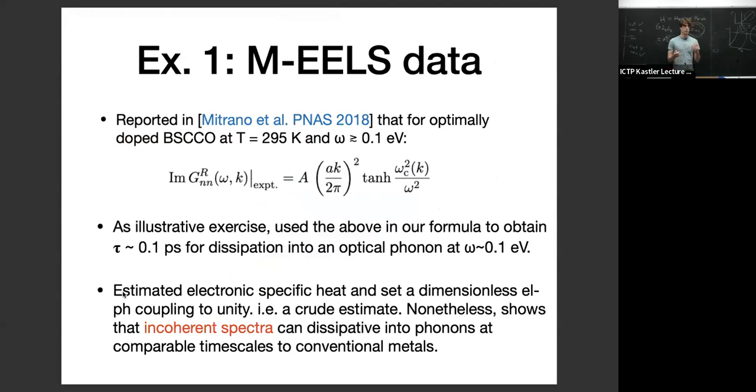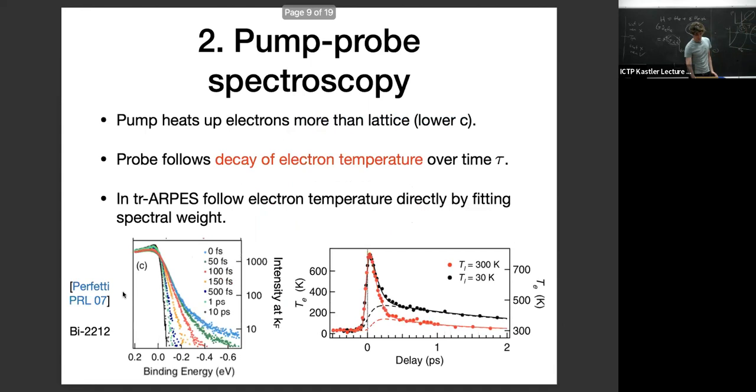These two examples I'm showing you are just illustrative. I'm not going to do a detailed calculation. It's just to get some sense of what happens. For example, we can take this form as experimentally reported. Big A is known, omega_c is known. These are for frequencies above 0.1 eV, so quite high frequencies. But just for illustrative purposes, we can couple this to an optical phonon at 0.1 eV, and let's assume the electron-phonon coupling is order one, just as an estimate. You plug these numbers into the formula, and you get one picosecond for this time scale. It's not to be taken too seriously, but that's not a crazy time scale.